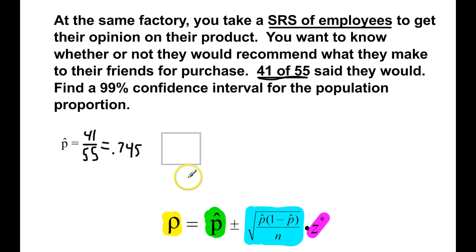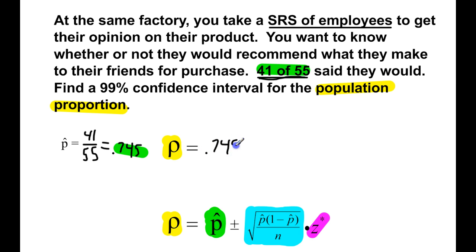So now when you're writing out your formula, you're going to again try to solve for the population proportion. So that is what we were asked to find, the population proportion. And to do that, we're going to start with our sample proportion, our p hat, which we calculated right over here, 0.745 or 74.5% of that sample. So we'll write that down, 0.745. And then we're going to do our plus minus, and we have to calculate our margin of error.